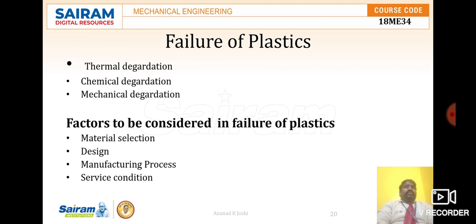So this is all about the failure of plastics, and let us also understand what factors are to be considered for the failure of plastics. The first is material selection, then design and manufacturing process, and service conditions. How does material selection affect the failure of plastic? While selecting the right plastic material, it depends upon the intended use of the plastic product, the type of load the product will be subjected to, environmental conditions, and electrical and chemical aspects, which are important factors.